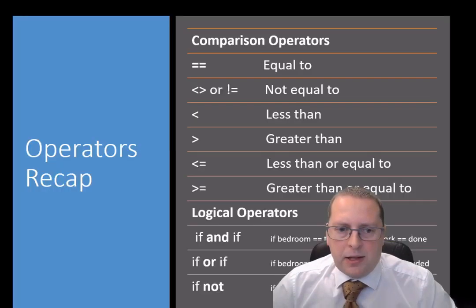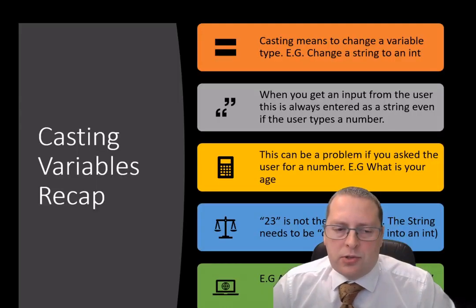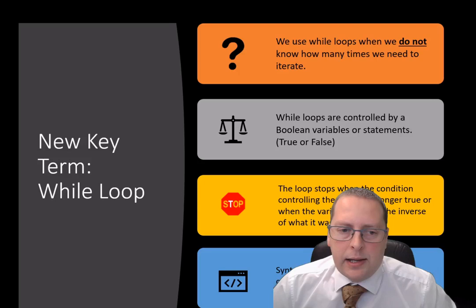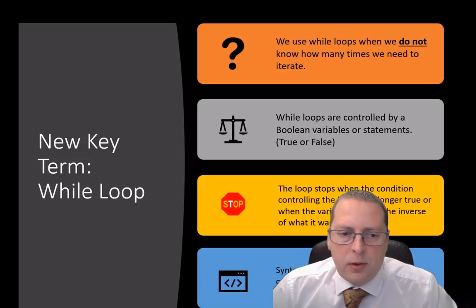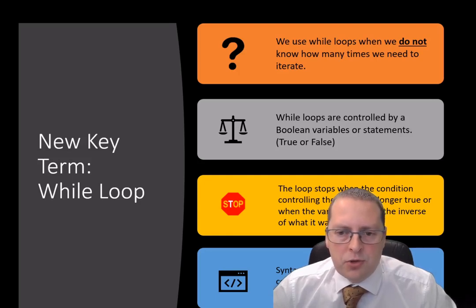So let's move on now to a new term, which is while loop. So while loops is like a repetition, but we don't know how many times it's going to repeat. It repeats until the rule changes.